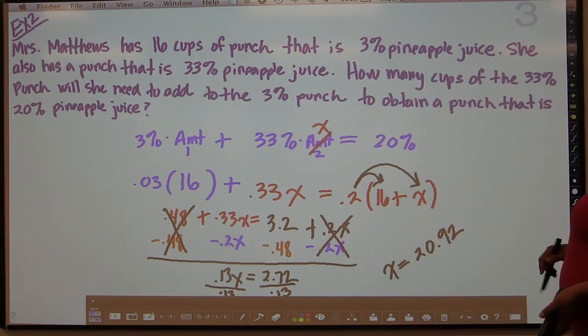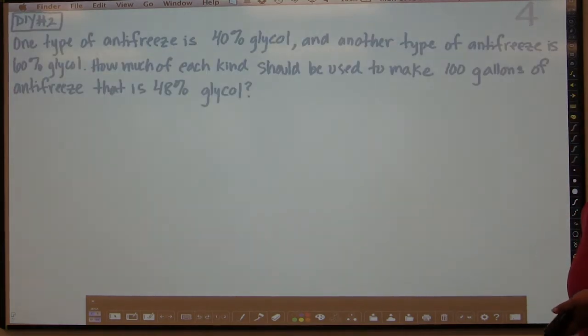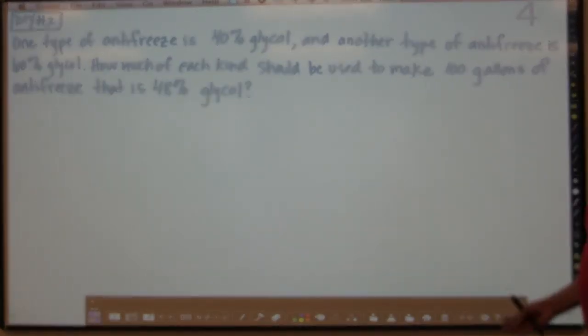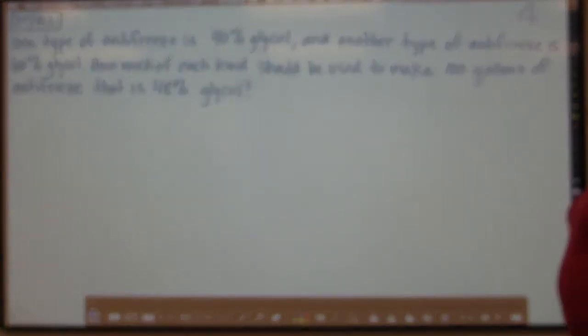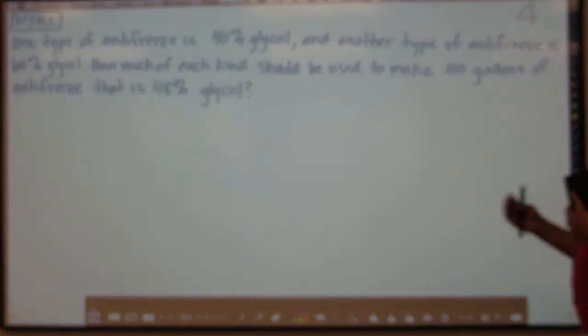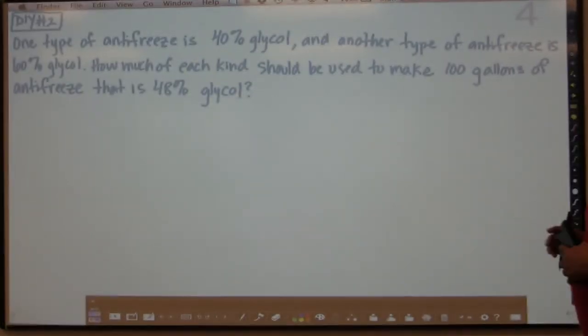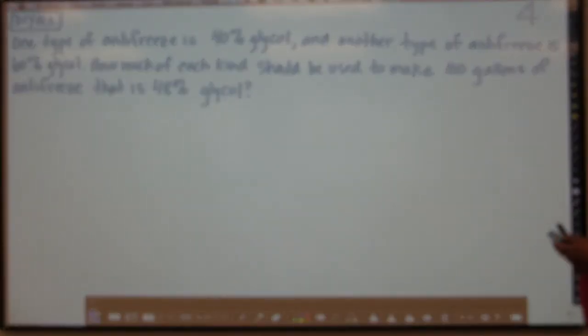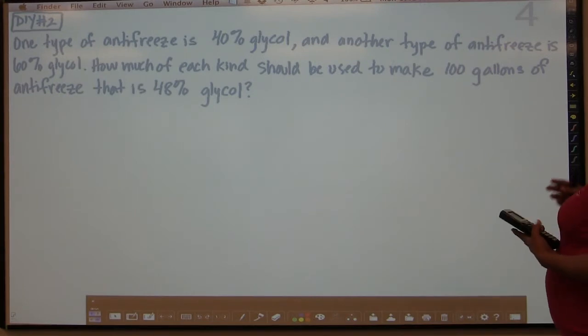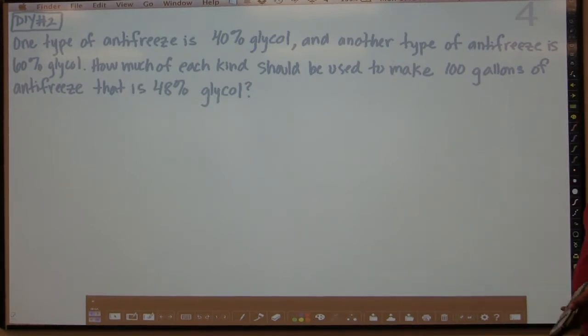All right, so again, we'll let you try this one, talking about still percentages, a different storyline here, but same idea. We've got different types of antifreeze as opposed to punches, but one type of antifreeze is 40%, another one is 60%. So again, the question is, how should we mix each kind so that we can get the right combination of 48% at the end of the day?